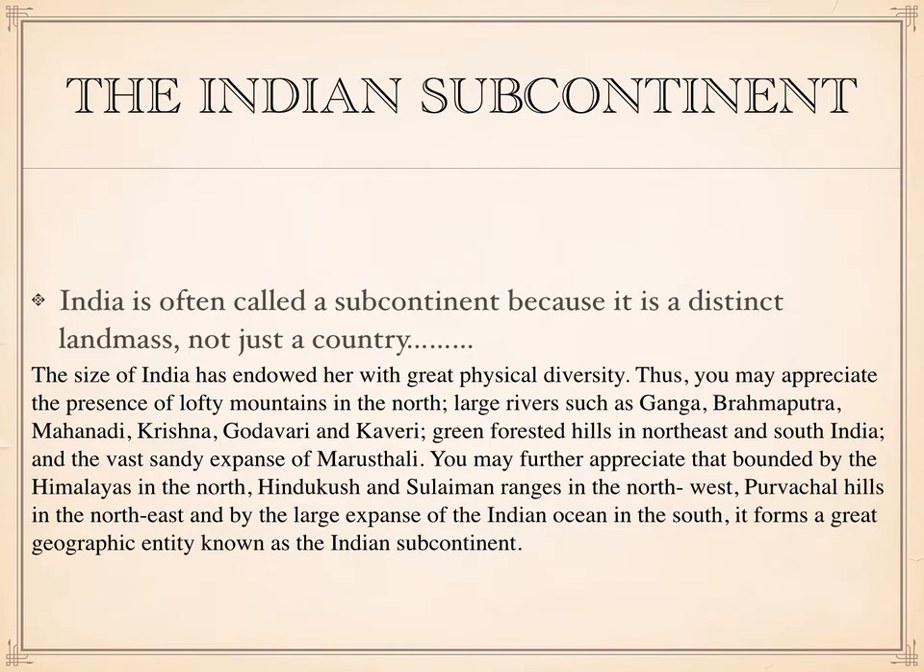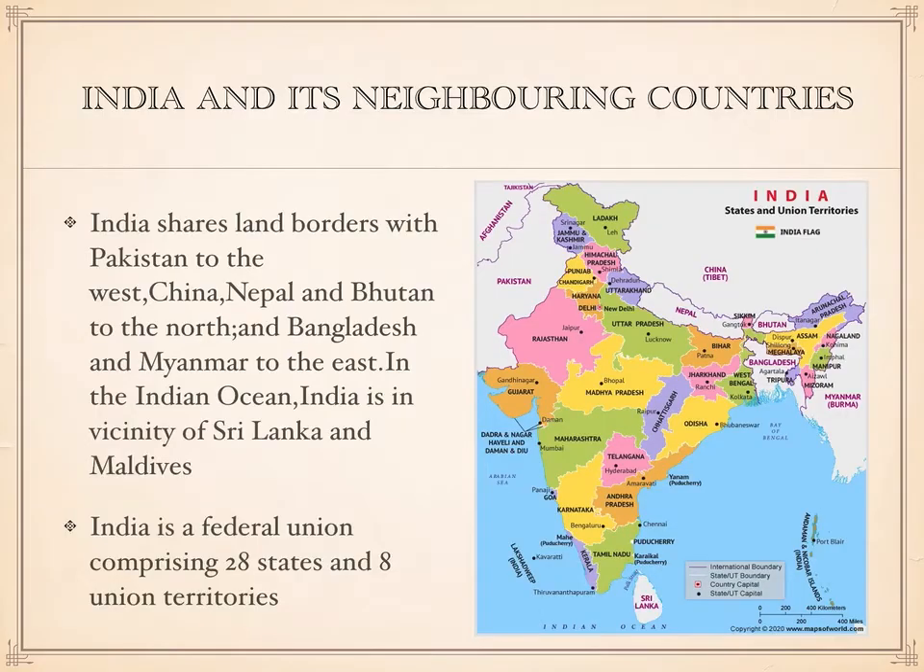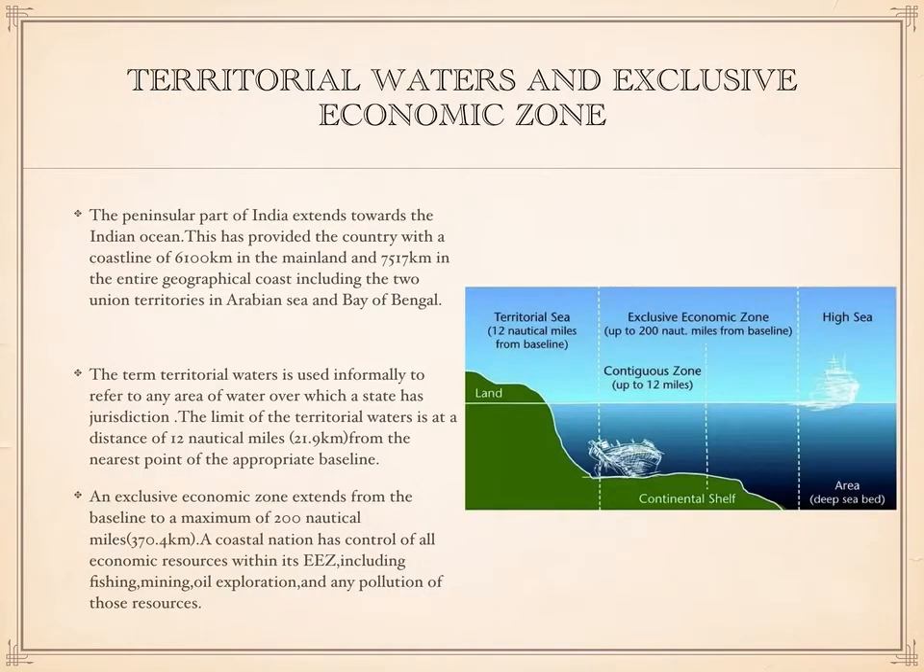If we talk about the countries which share land borders with our country, that is Pakistan to the west, China, Nepal, and Bhutan to the north, Bangladesh and Myanmar to the east, and in the Indian Ocean, India is in close vicinity of Sri Lanka and Maldives. India is separated from Sri Lanka by the Palk Strait. India is a federal union comprising 28 states and 8 union territories.